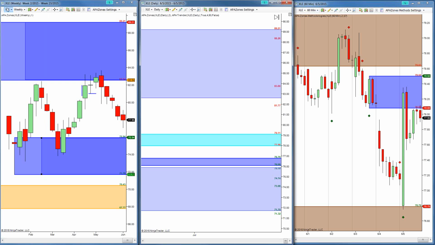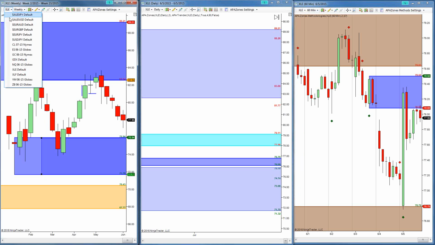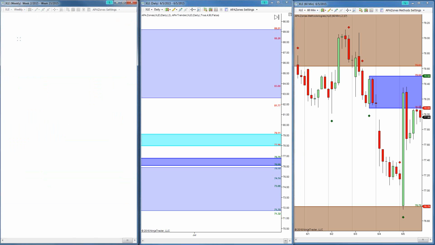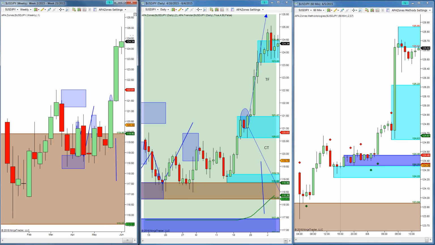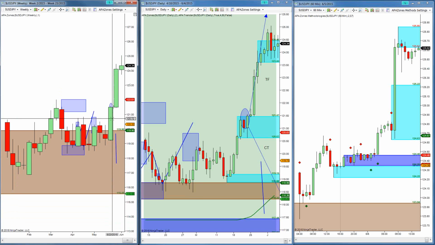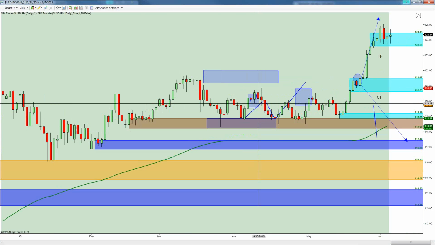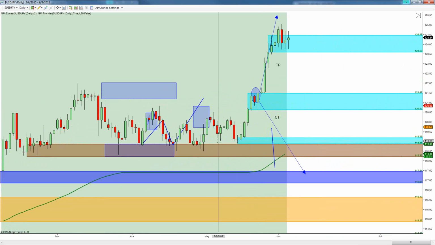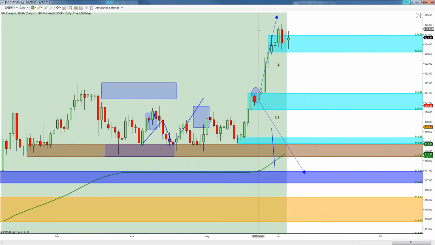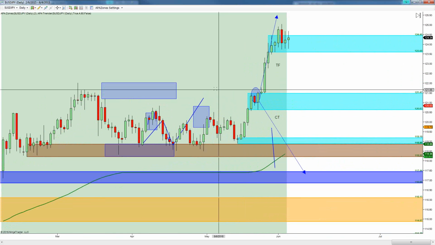Had a couple questions about the USD JPY. Let's move over here to that market. Now, this market is making new highs. All right. So it's been very, very cool to see this market explode.